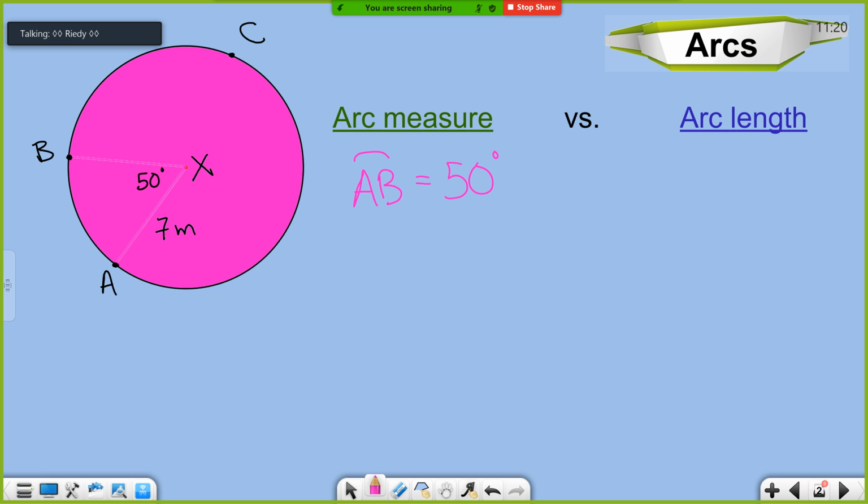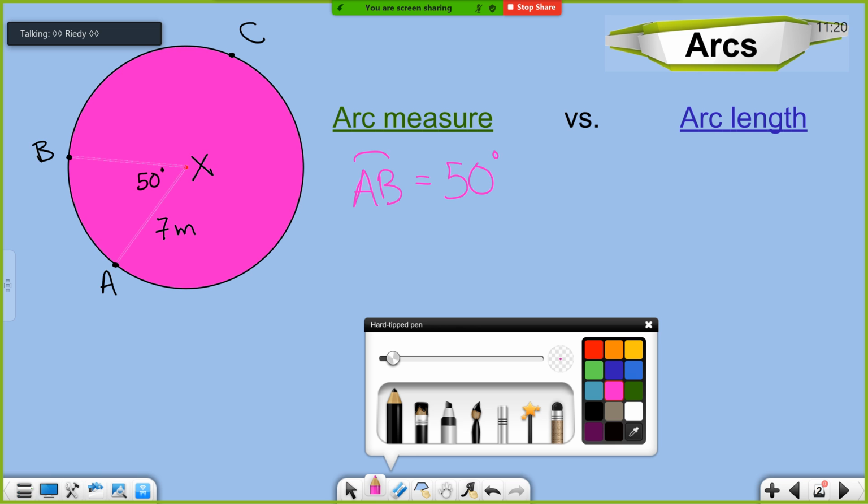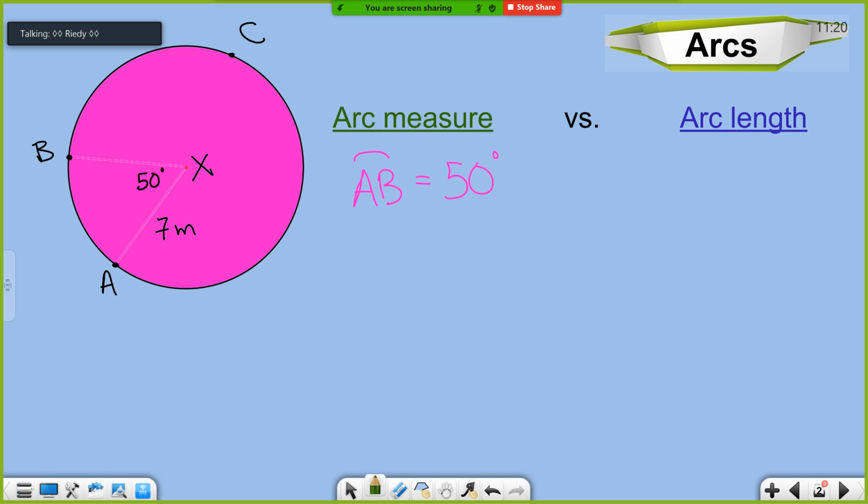However, now we want to calculate the arc length. Well, what is an arc length? An arc length is the actual distance you would travel going from A to B if you walked along this circle. Okay. So arc measure is an angle measure. Arc length is an actual distance.